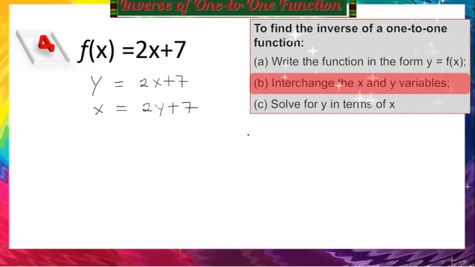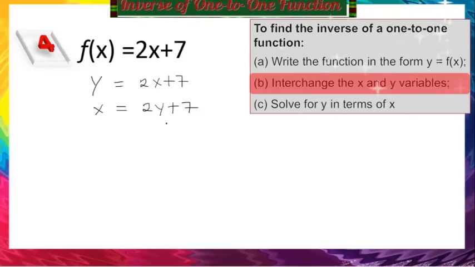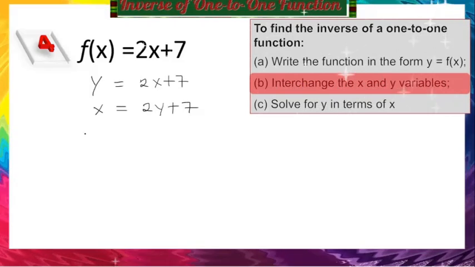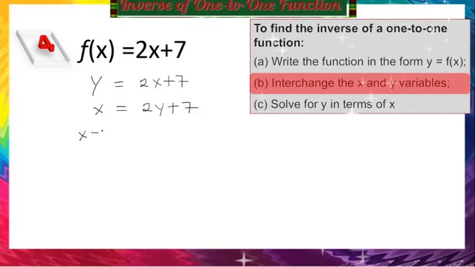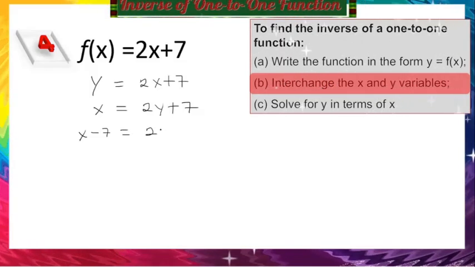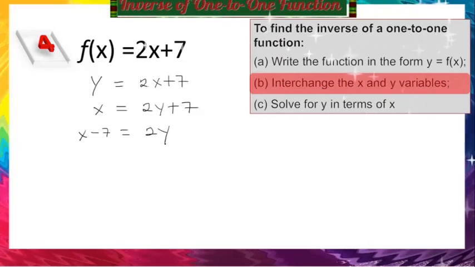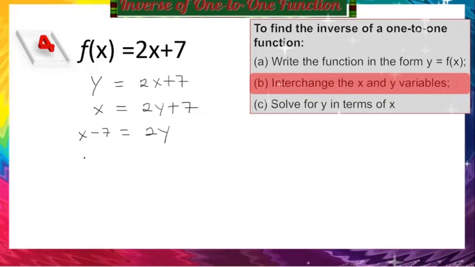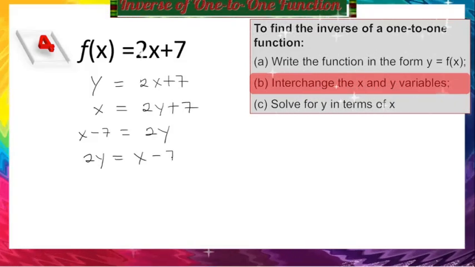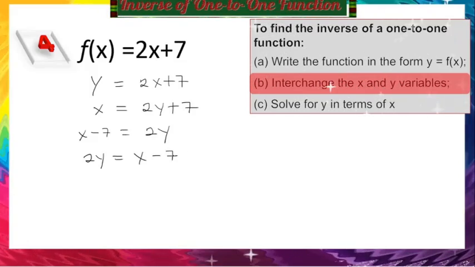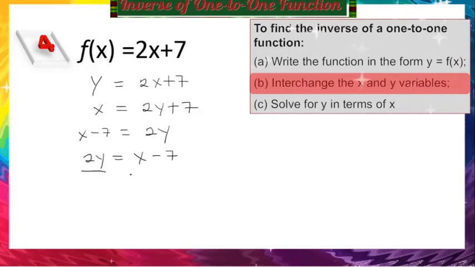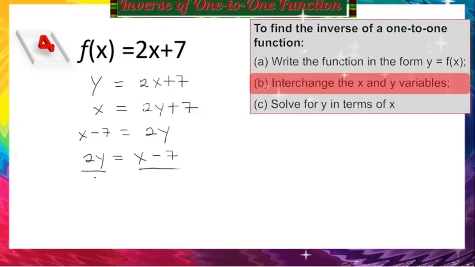Okay, then after that we will transpose this one here. This will become x minus 7 equals 2y, or we can simply write that as 2y equals x minus 7. So that is what we interchanged. So after that we will divide both sides by 2.